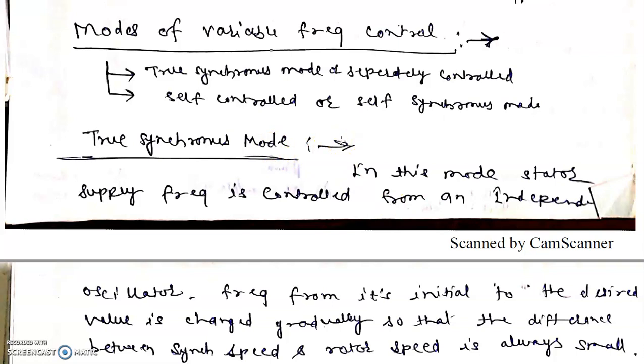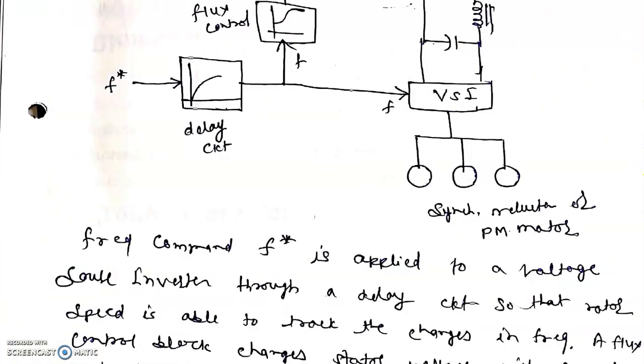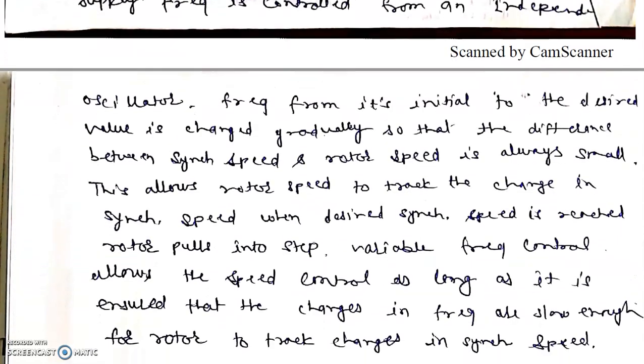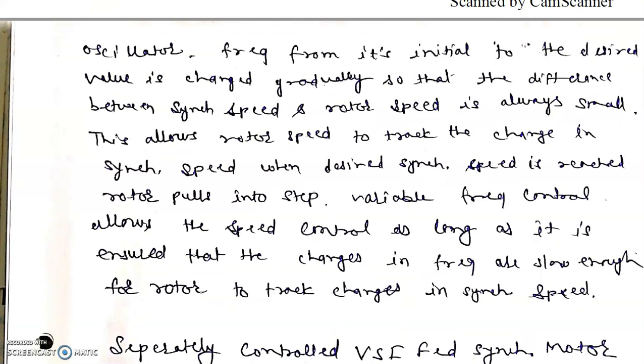In true synchronous mode, stator supply frequency is controlled by an independent oscillator. We use a separate means to control the speed using the oscillator. Frequency from its initial value to the desired value is changed gradually, so that the difference between synchronous speed and rotor speed is always small. This allows rotor speed to track the change in synchronous speed, and when the desired synchronous speed is reached, the rotor pulls into step. So variable frequency control allows speed control as long as it is ensured that changes in frequency are slow enough for the rotor to track the change in synchronous speed.